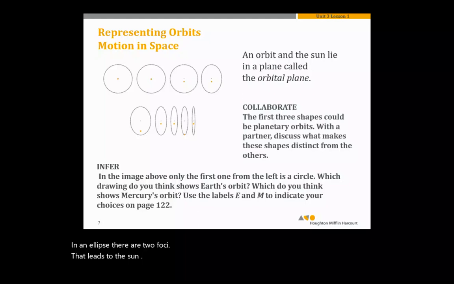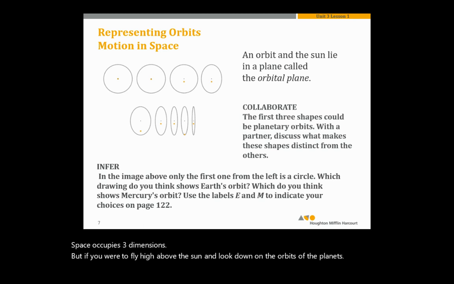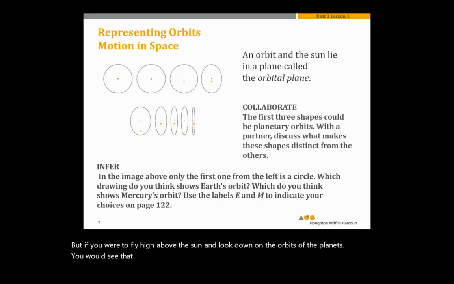Space occupies three dimensions. But if you were to fly high above the sun and look down on the orbits of the planets, you would see that the orbits exist in only two dimensions. That two dimensional area is called the orbital plane. Planets orbit in shapes called ellipses.